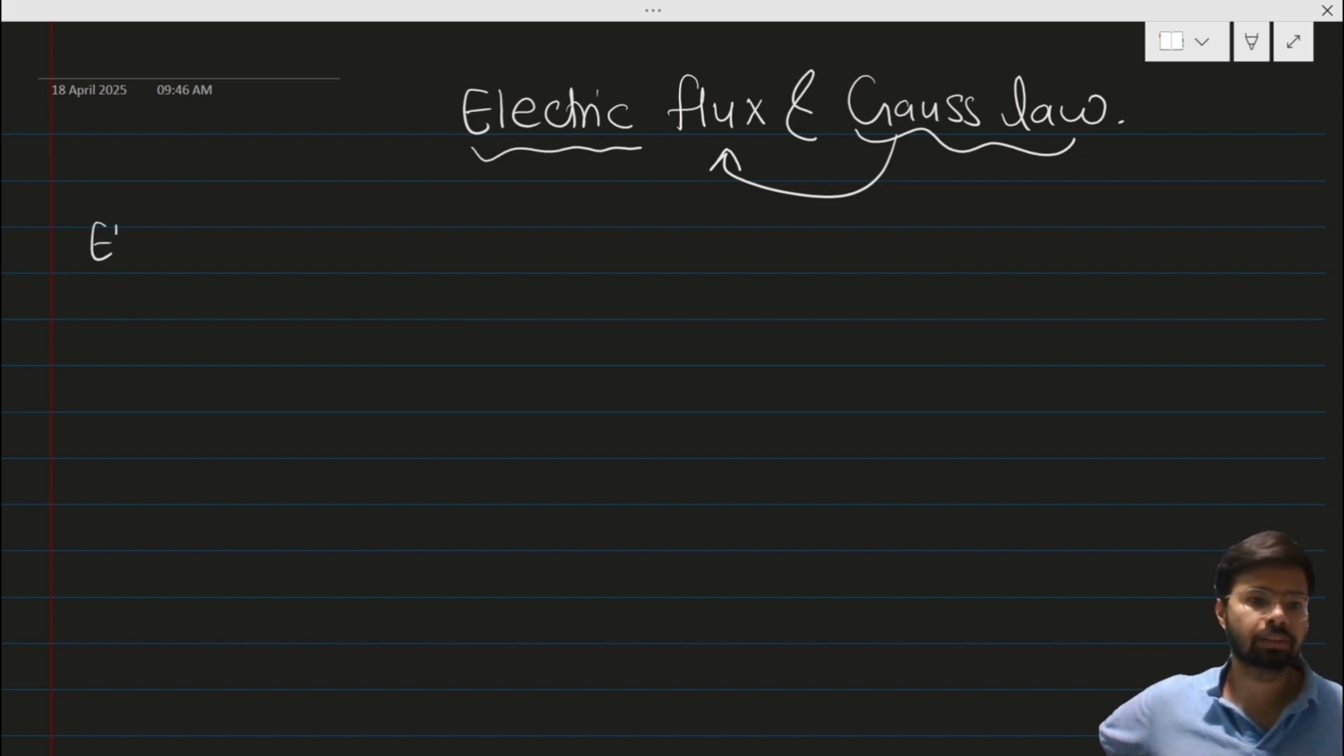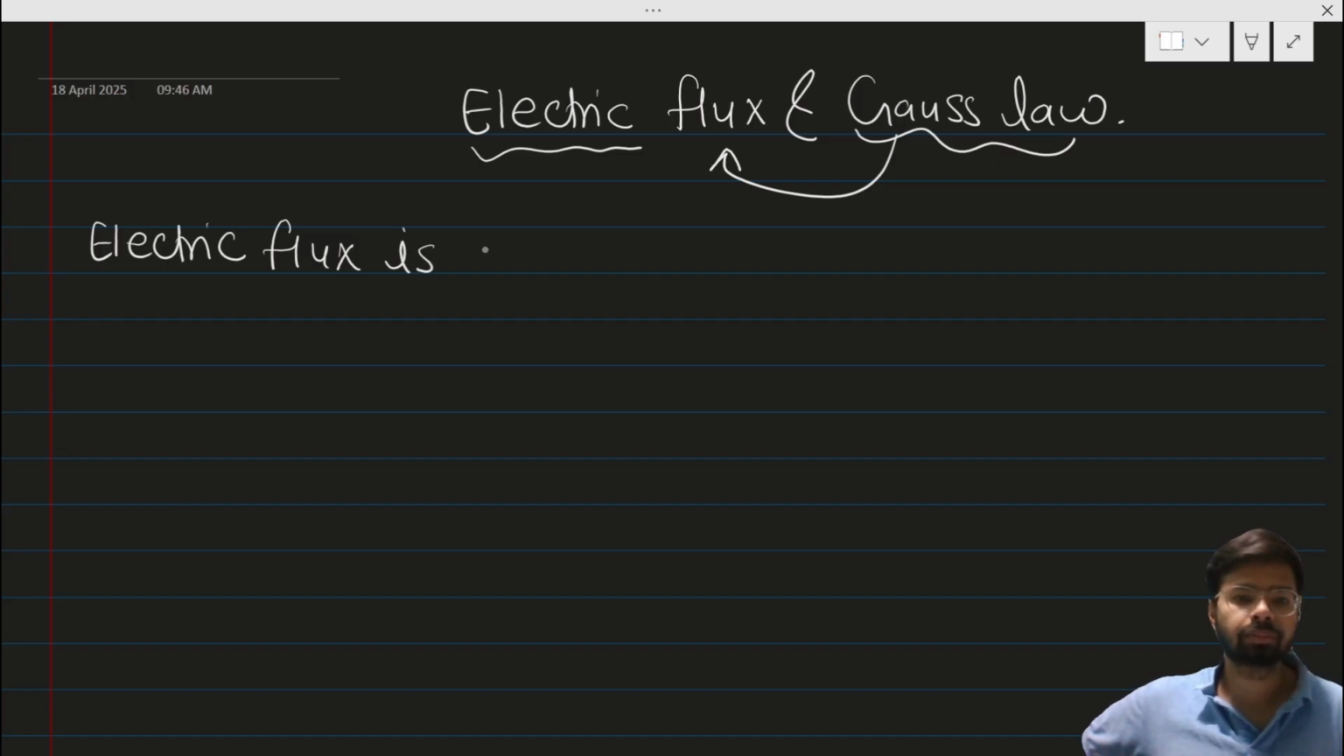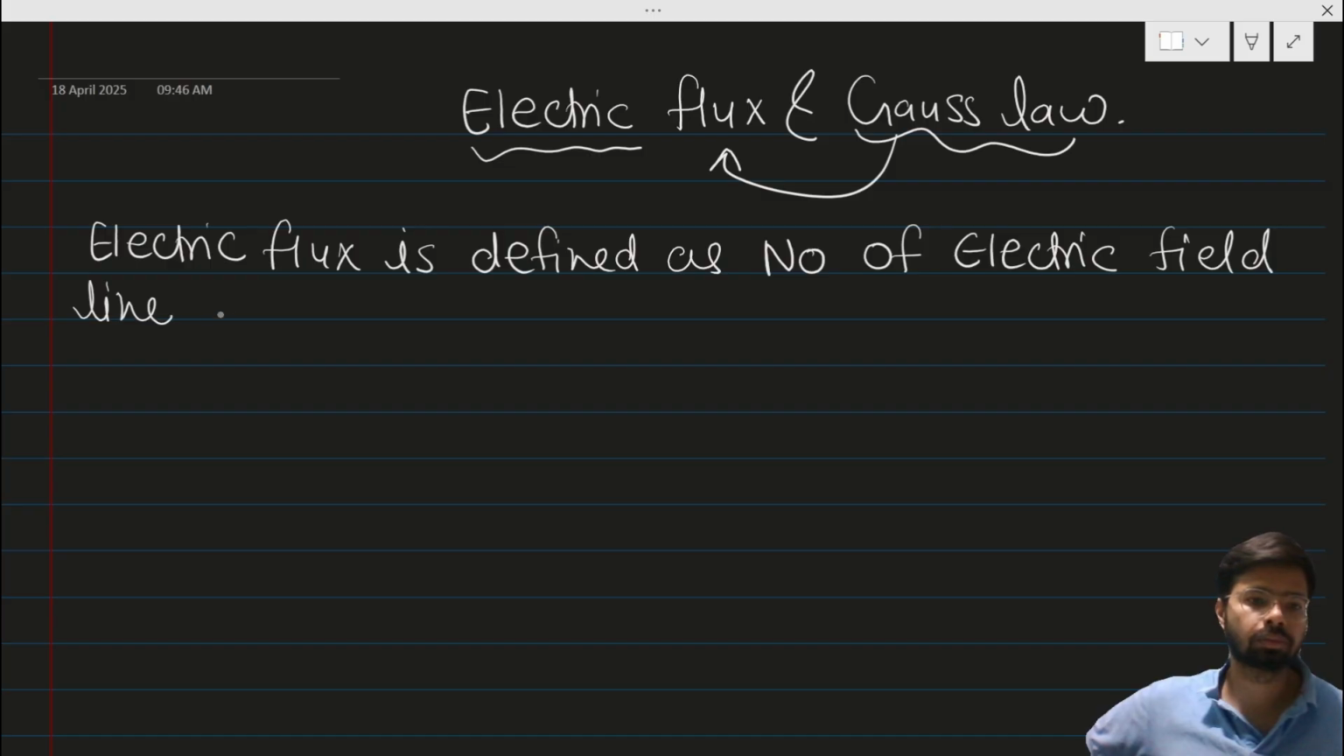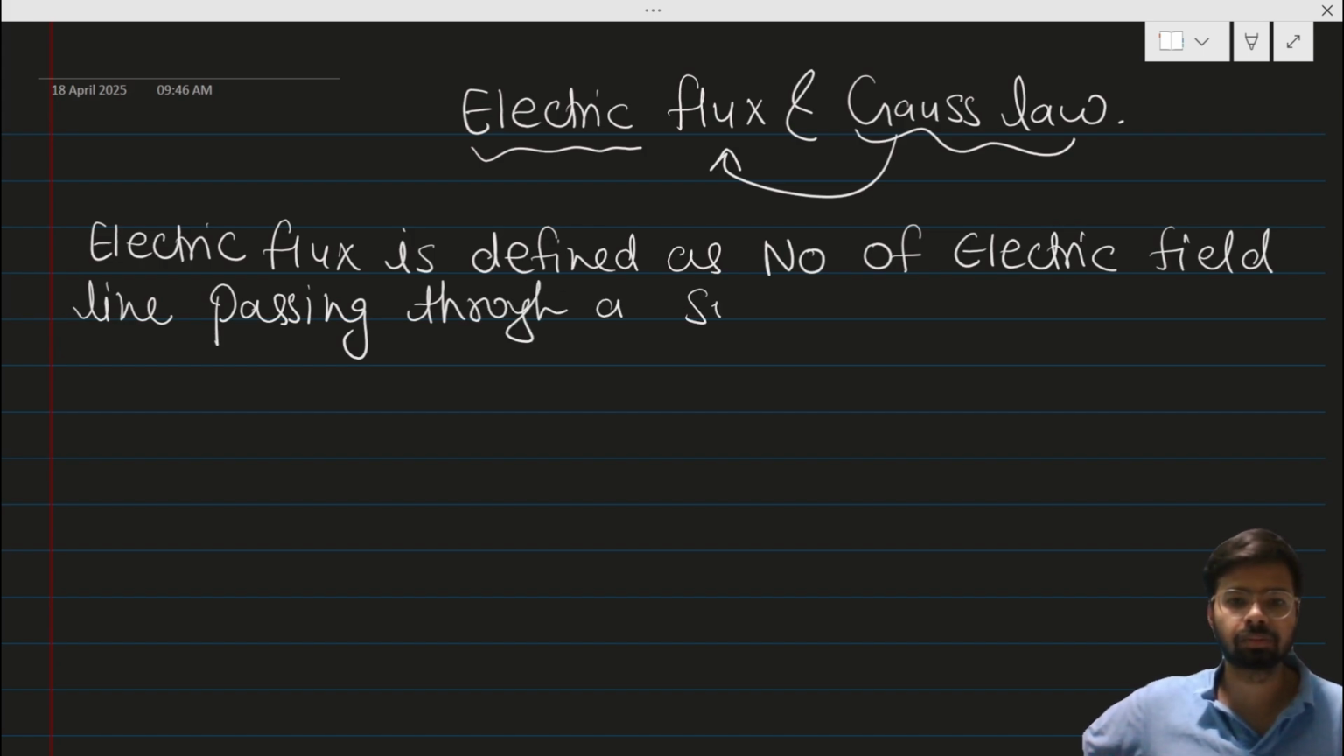Electric flux is defined as the number of electric field lines passing through a surface, and this surface can be open or closed.